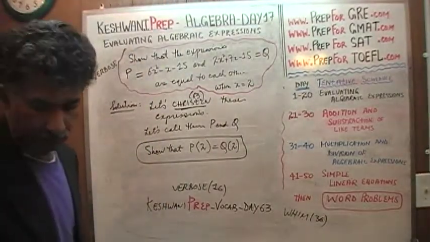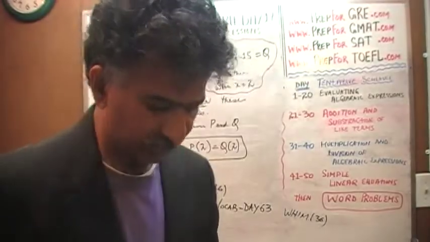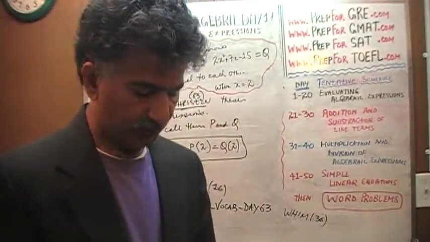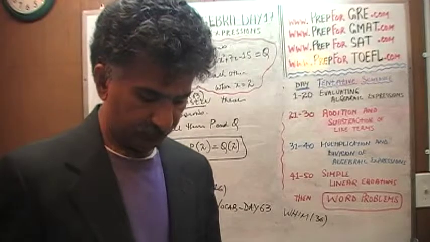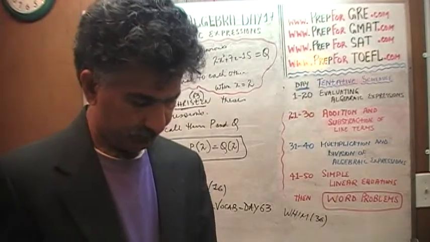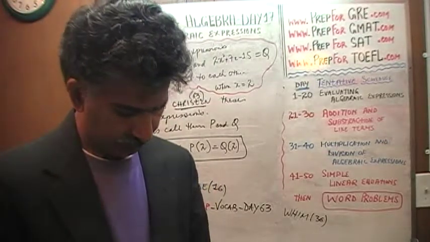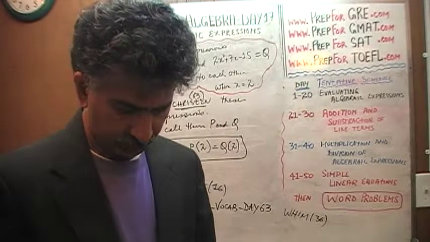Mathematicians abhor verbosity. They do not like to be verbose. They do not like to say it in so many different words when they can say it so nicely in mathematical symbols.